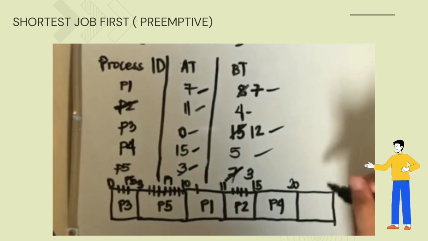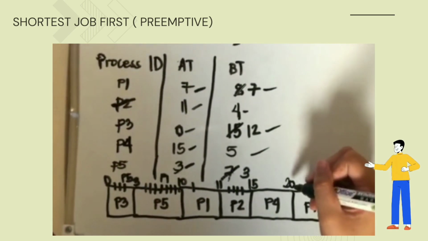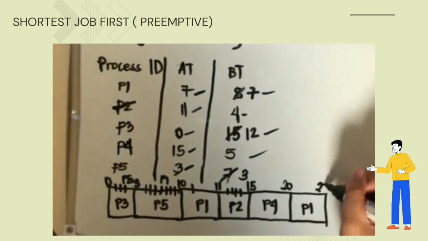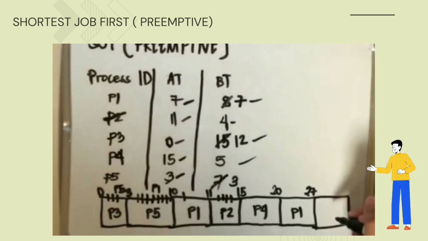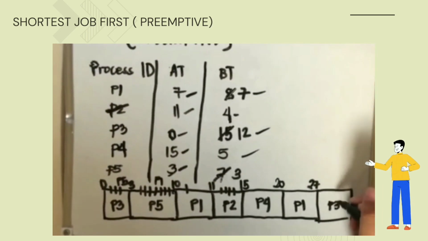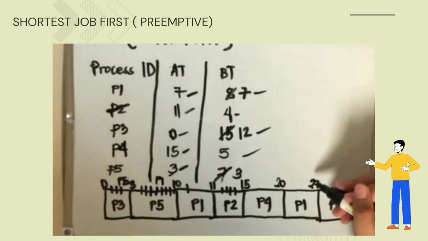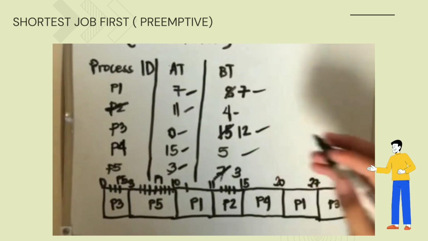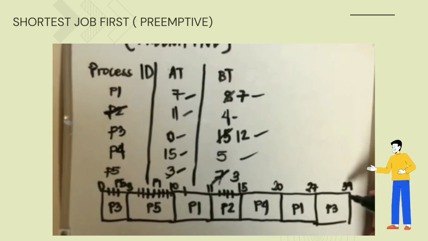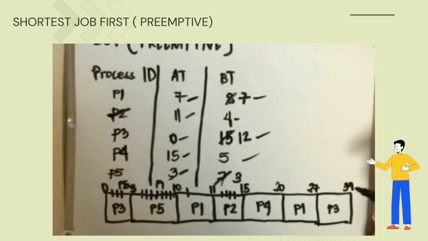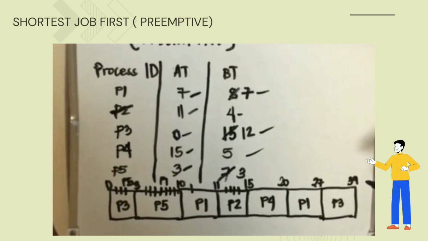Ang sunod naman na mababa is si P1. So, si 20, i-add natin kay 7, magiging 27. And lastly, yung huli ng si P3 dahil siya na yung may pinakamataas na burst time. So, yung 27, i-add natin kay 12. So, ang sagot is si 39. So, ayun, nakuha na natin yung Gantt chart ng shortest job first na preemptive.